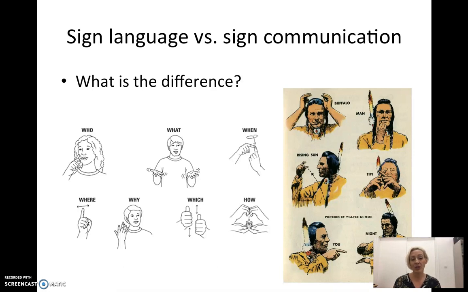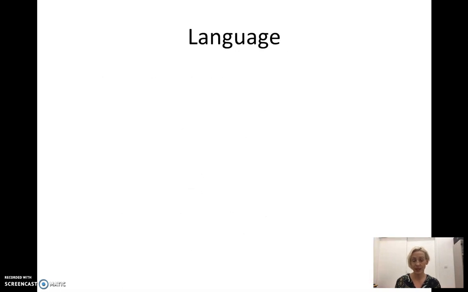So sign languages for the deaf are full languages, but the limited sign structures like football referees' symbols or Native American sign are different. They are not linguistic. So those are different types of non-linguistic communication.